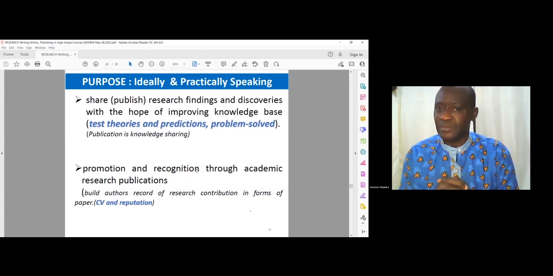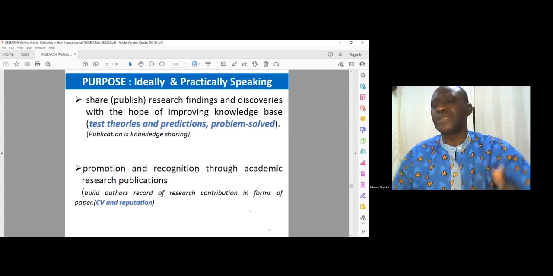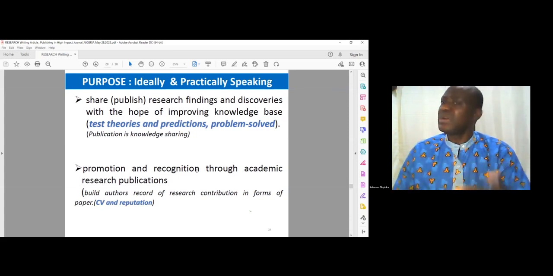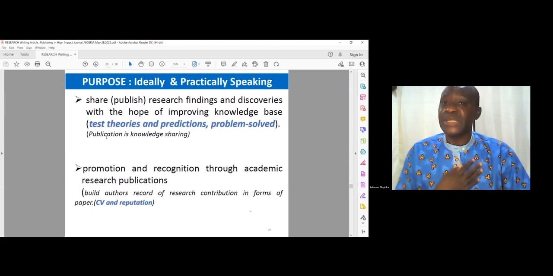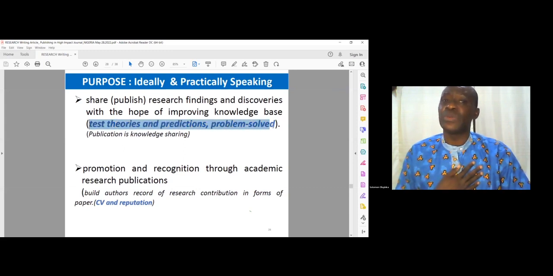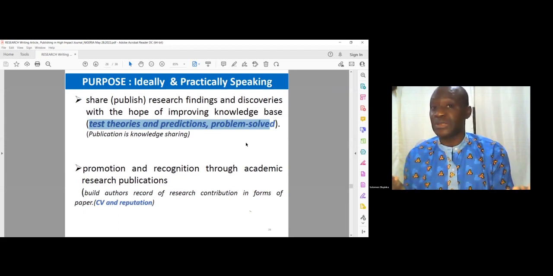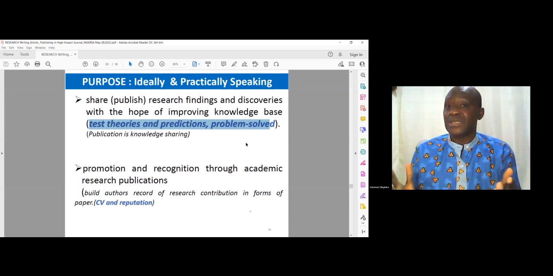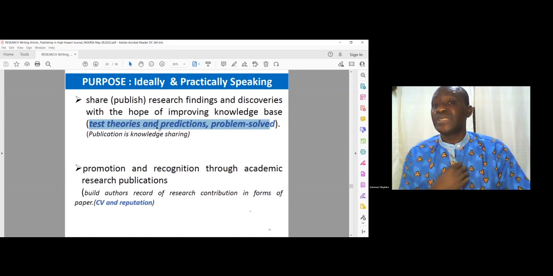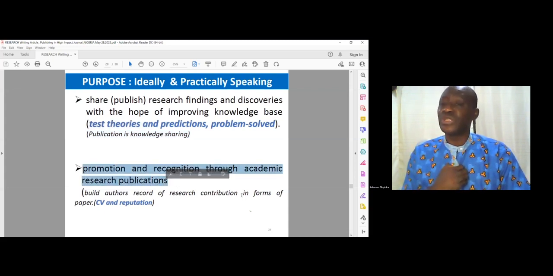Ideally, if you are not willing to publish, then you cannot be a publisher. You cannot advance. One thing is this: why do you want to publish? It's because you want to share your results. We want to share the theory that we have tested. Publication is knowledge sharing. Then sometimes we are doing it for recognition and promotion.